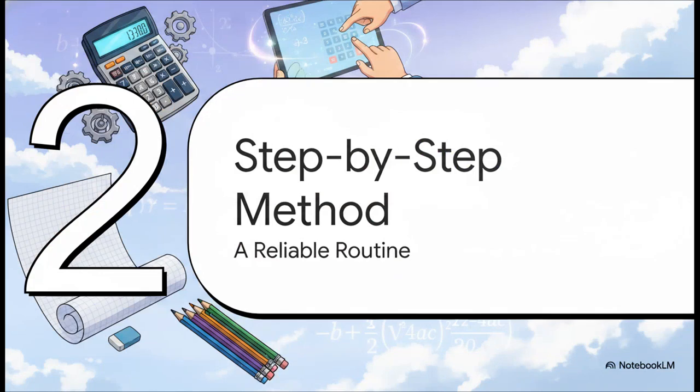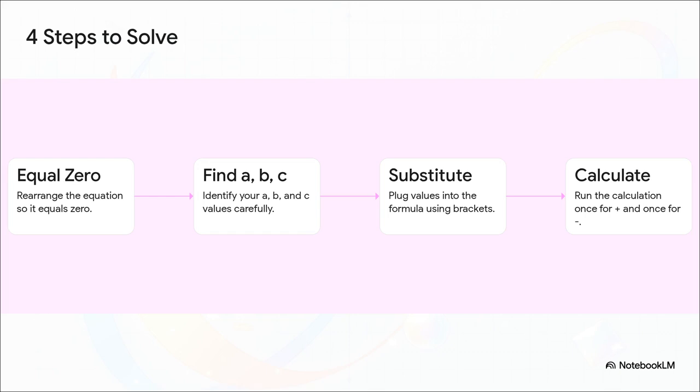Moving right along to Section 2, the step-by-step method. If you follow these 4 golden steps every single time, I promise it will drastically lower your exam anxiety and your mistake rate. Step 1, make the equation equal 0. Step 2, explicitly write down what your a, b, and c are. Step 3, substitute those numbers into the formula. And please, always use brackets around negative numbers. And Step 4, run the calculation twice, once with the plus sign and once with the minus. It's just a simple, repeatable rhythm.